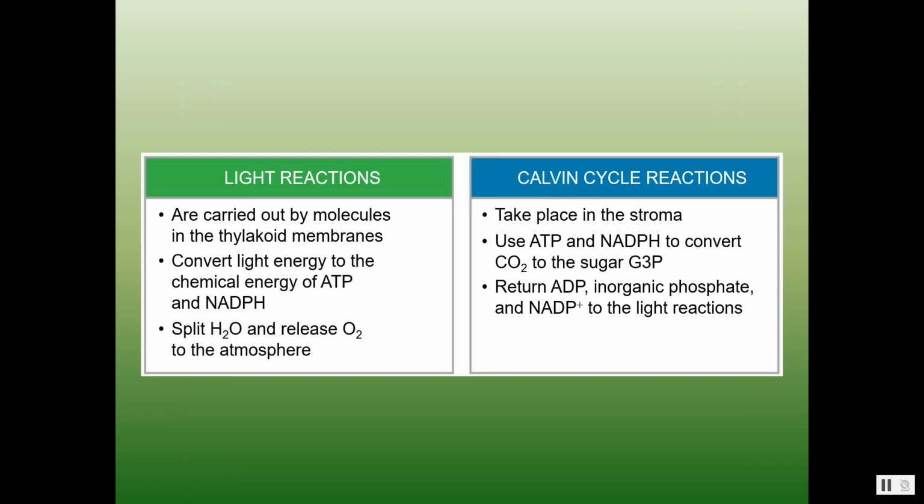Another summary: the light reactions are carried out by molecules in the membrane. They convert the light energy to chemical energy, right? Endergonic, we're capturing that kinetic energy of light. We split water and release oxygen. The Calvin cycle takes place in the stroma. We're using the ATP and the NADPH to convert carbon dioxide to sugar by adding hydrogen to it. And everything else goes back to the light reactions to grab some more hydrogen from water, etc.